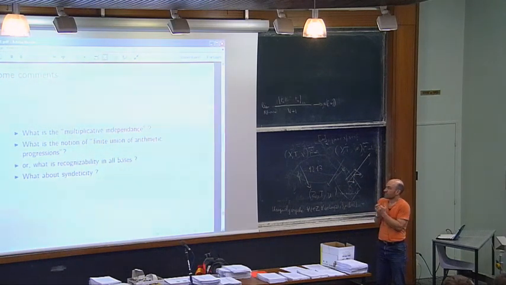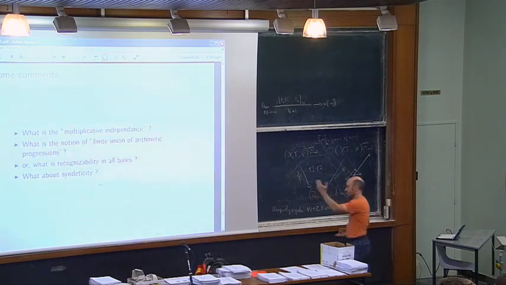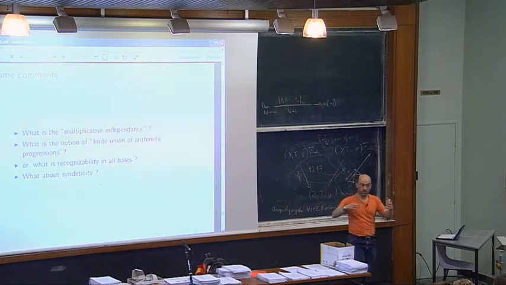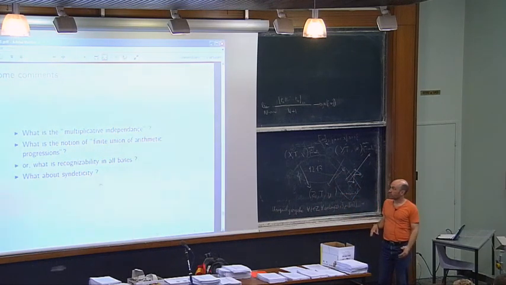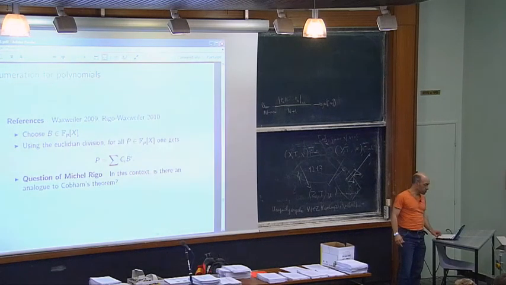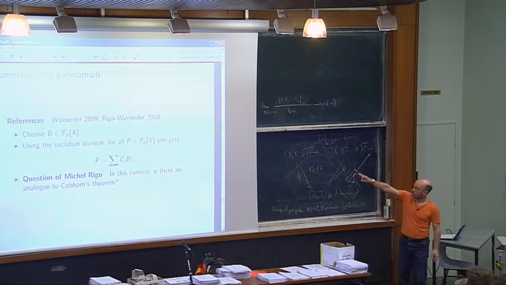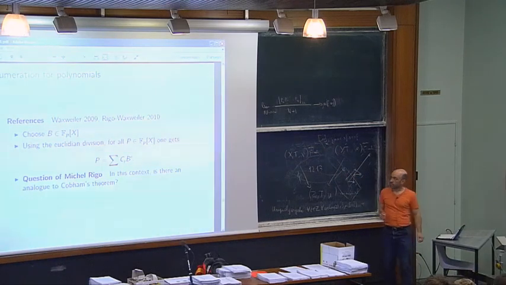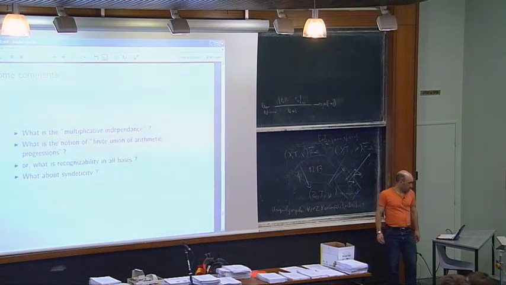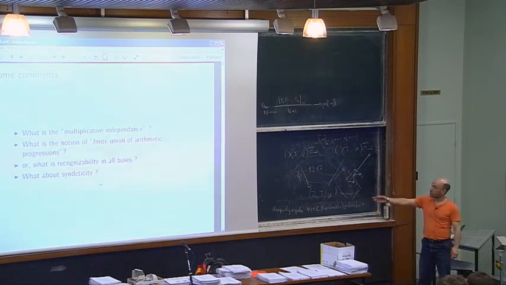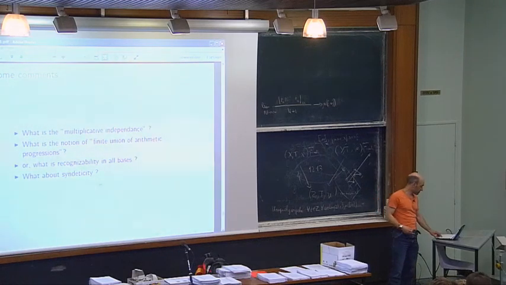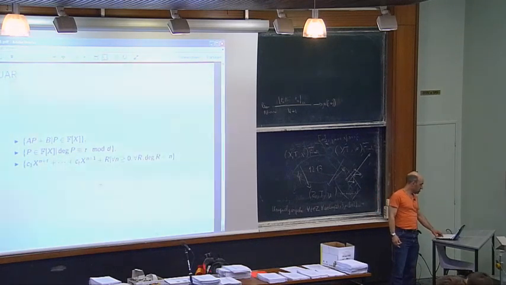But we don't know exactly what is the good property to use. What is a finite union of arithmetic progressions for the corresponding thing? This is completely open, even if I forgot to mention that it was a question of Michel Rigo. And there are two works, one by Waxweiler and Michel and Waxweiler. Or equivalently, what is recognizability in all bases B? And what is syndeticity?